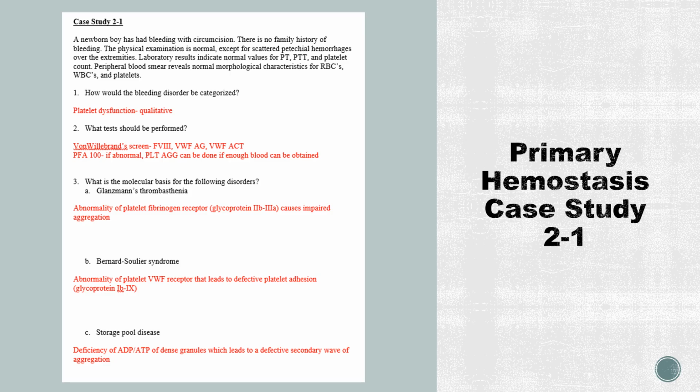And then we have storage pool disease. This is a deficiency of ADP and ATP within those dense granules. And that leads to a defective secondary wave of aggregation. So release is not going to be appropriate because this is a problem with the number of granules and dense granules. So ADP, which is one of our agonists, would simply be deficient. And so when that secretion event occurs or that release event occurs of those granules, things wouldn't work the way they're supposed to because there aren't enough of those.